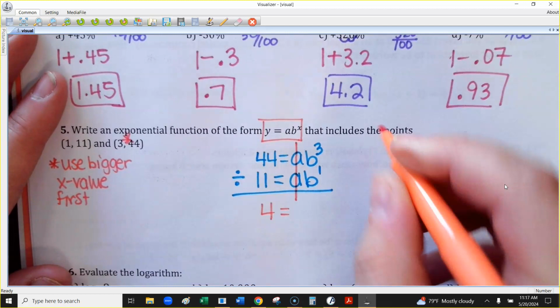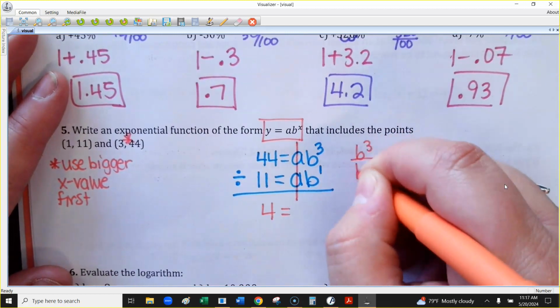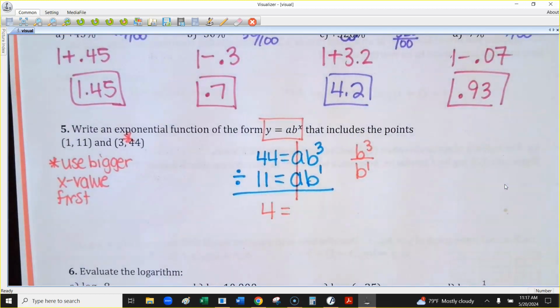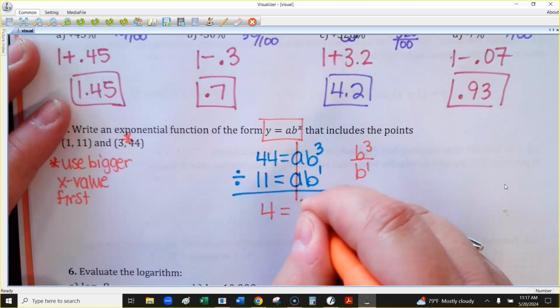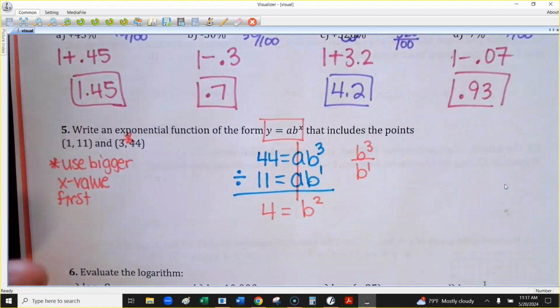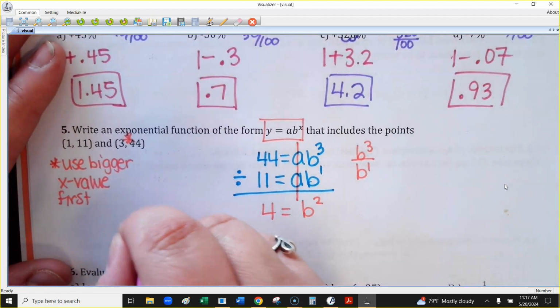Okay, now I'm using exponent properties here. If I do b to the third divided by b to the first, do you remember what that becomes? Or what do I do with the exponents? Subtract them. Okay, so it would be b to the second, actually. Perfect. All right. Good, I'm on today.